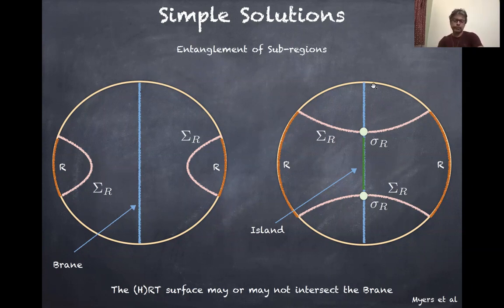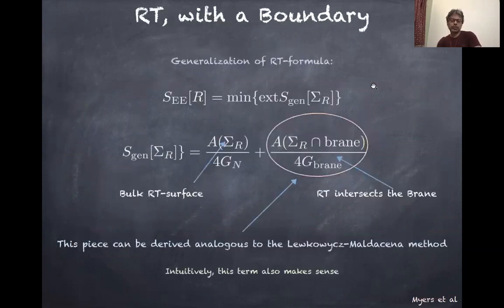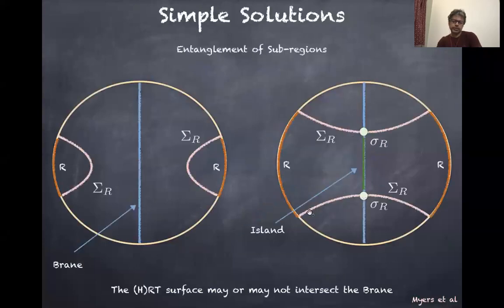So now let's look at this case a bit more carefully. This will have two terms. Suppose I now wanted to compute the entanglement entropy of R, and I do all my extremization, which is written here. I find there are two contributions. One is the area of the Sigma R surfaces divided by 4G Newton. That comes simply by looking at this picture, because you see that these are the Sigma R surfaces. So you compute the area of the RT surfaces, and then you divide it by 4G Newton. That is the standard RT prescription anyway. So that is the first term.